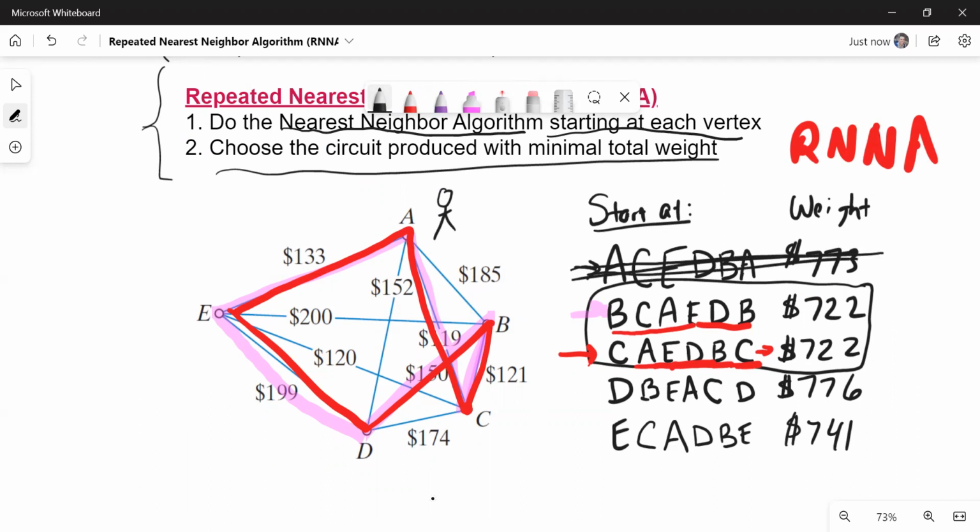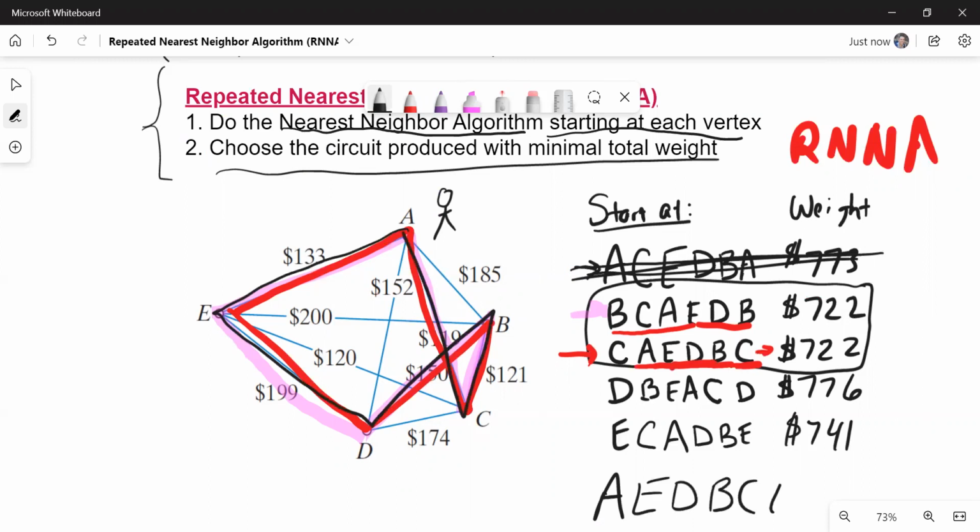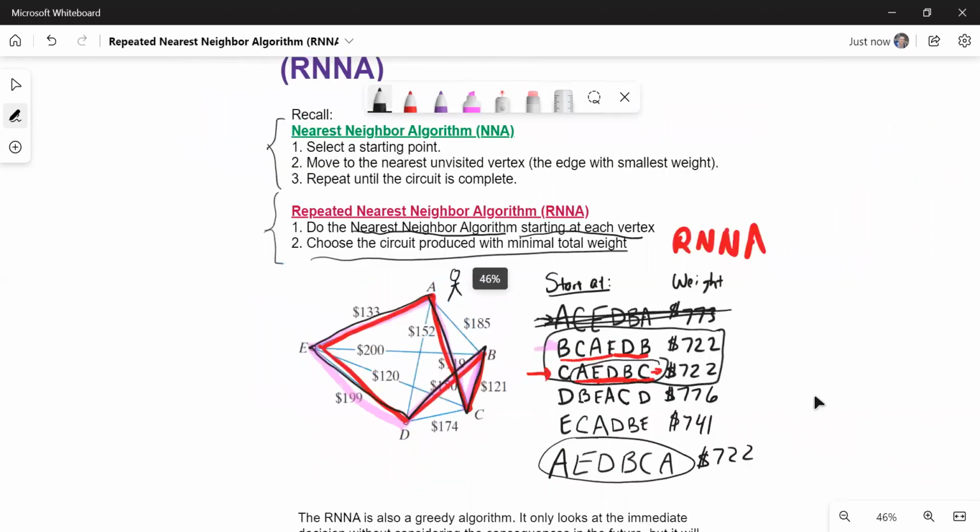So if I start at A, right, if that's my home city, then I can just go around to E, to D, to B, to C, to A, and be assured that it's the $722. Again, how did I get those letters? Well, it's the same traced route, and you can see up from above, there it is, A, E, D, B, C, and then ending back at A is the same exact route. So that is the repeated nearest neighbor approach.